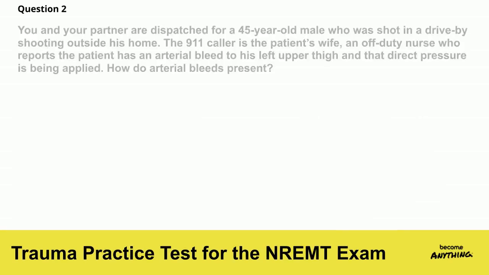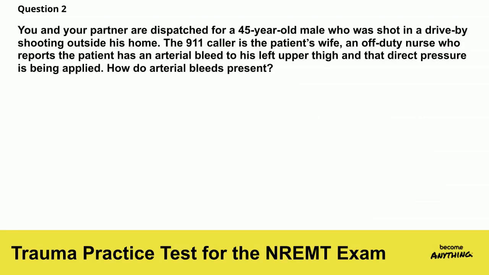Question 2. You and your partner are dispatched for a 45-year-old male who was shot in a drive-by shooting outside his home. The 911 caller is the patient's wife, an off-duty nurse who reports the patient has an arterial bleed to his left upper thigh and that direct pressure is being applied. How do arterial bleeds present?